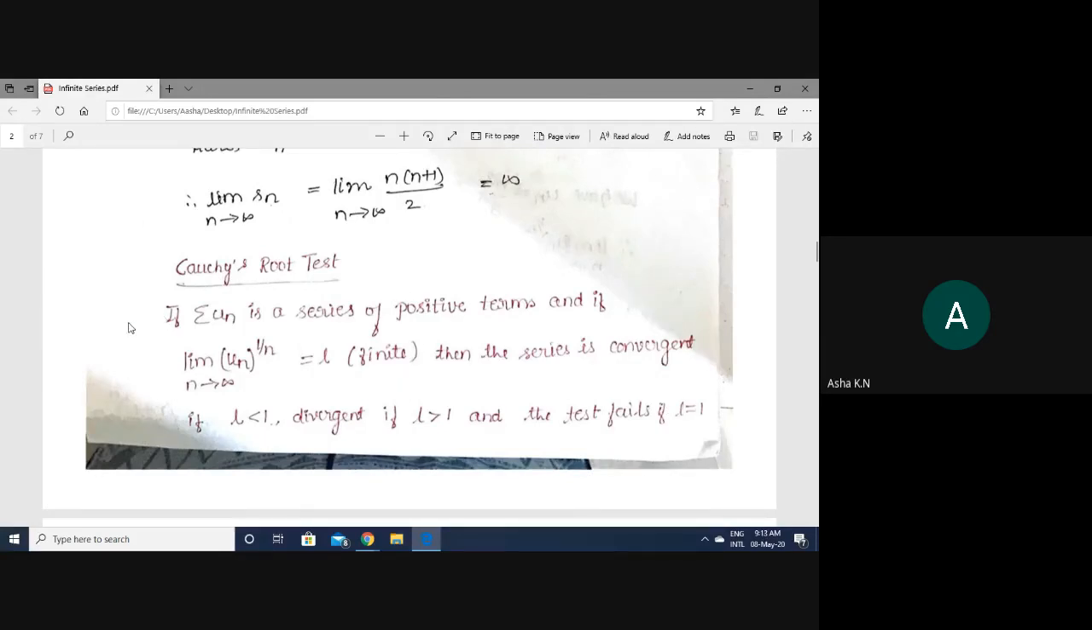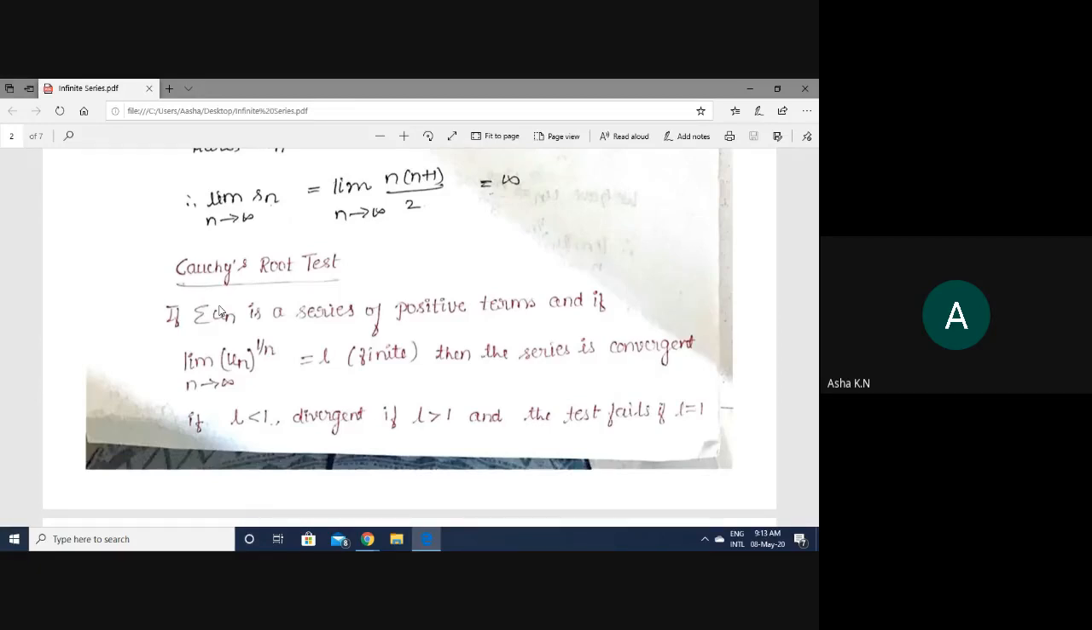And the series in your syllabus, they give series of positive terms. But in general, it can have positive terms or negative terms. Like you can have 1 minus 1 by 2 plus 1 by 3 minus 1 by 4, or you can have all negative terms. Okay, these possibilities are there.